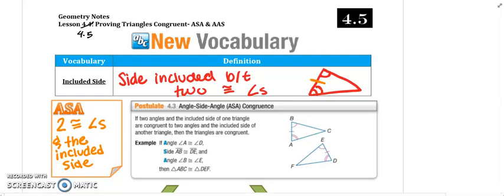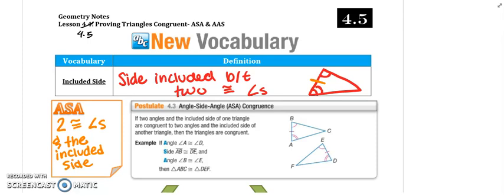Okay, so we are going to do lesson 4.5, which is proving triangles congruent by ASA and AAS. We've already proven triangles congruent by SSS and SAS, so this is just adding a couple more to our toolbox that we're able to use.